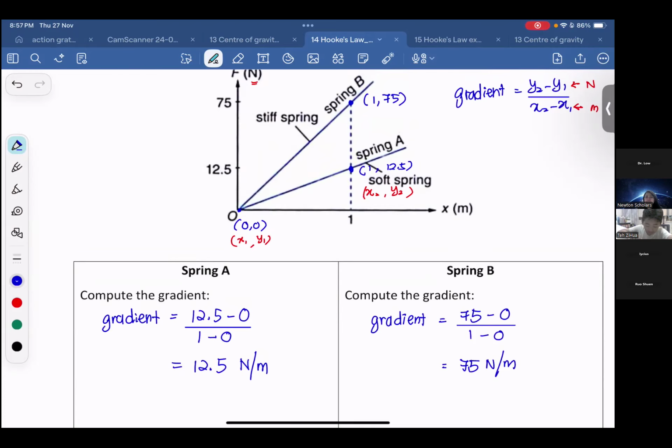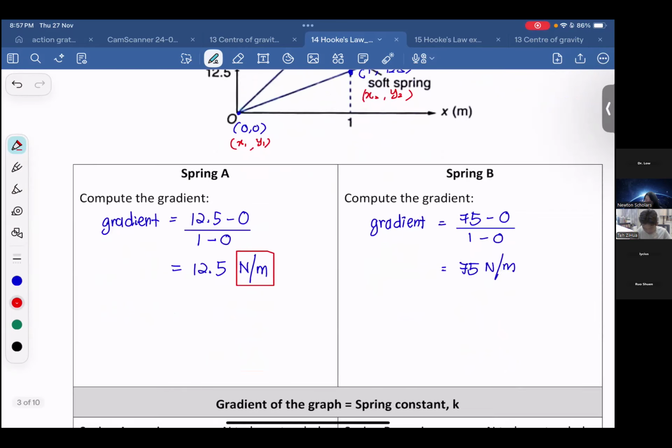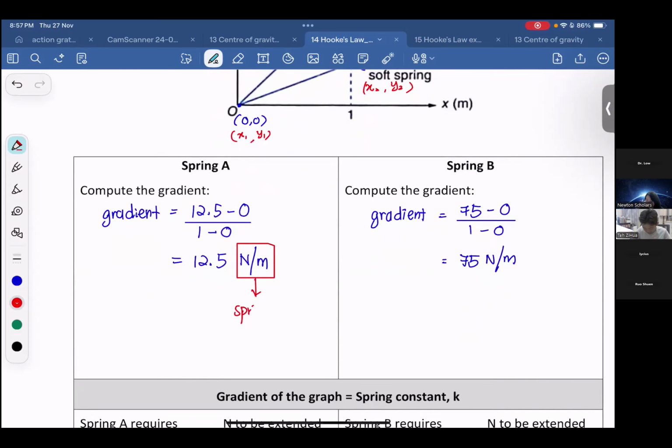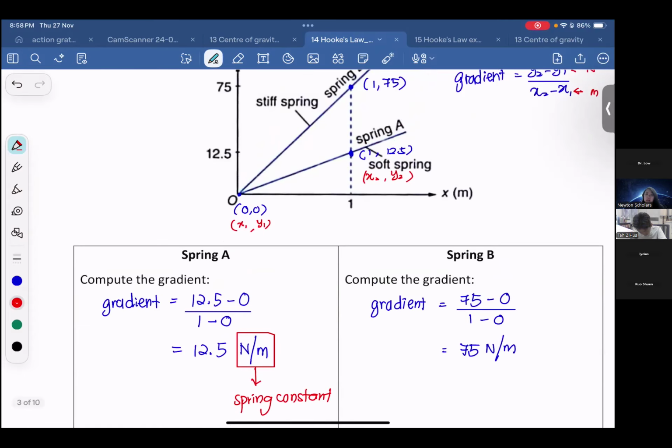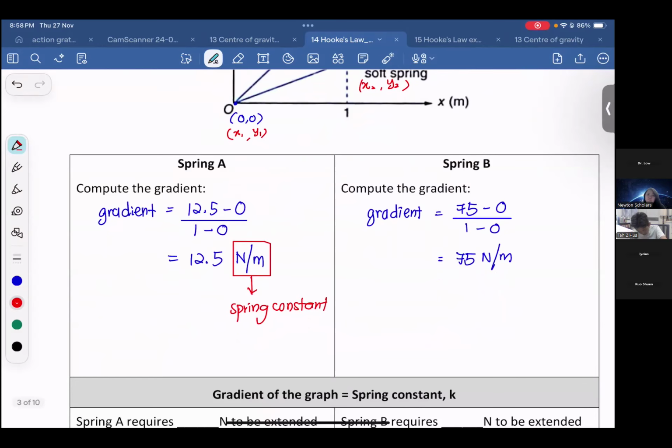Dear, what is the meaning of this? Newton per meter. What physical quantity has the unit Newton per meter? It is what we are learning today, right? Spring constant. Spring constant unit is called Newton per m or Newton per cm. So for the F-x graph, when we calculate the gradient, we are calculating the spring constant. The gradient of the F-x graph is actually the spring constant.